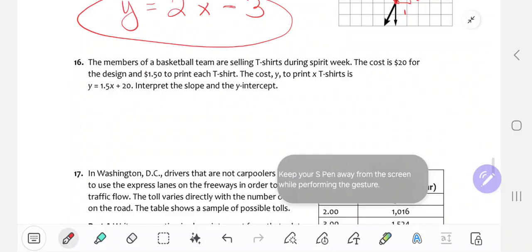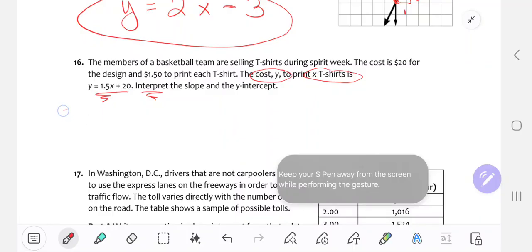Moving on. Okay, we have the members of the basketball team are selling t-shirts during Spirit Week. The cost is $20 for the design, and $1.50 to print each t-shirt. The cost, Y, to print X t-shirts is represented by this graph. Okay, interpret, you're just saying what does the slope mean and what does the y-intercept mean in the context of the problem.